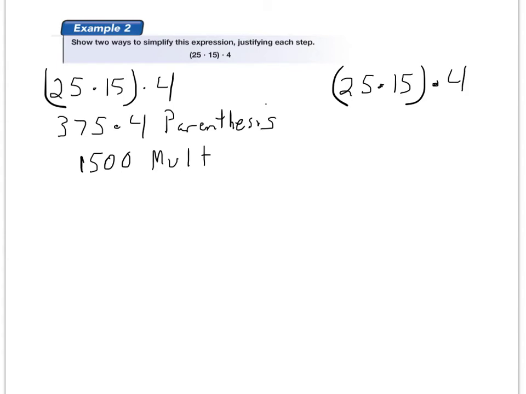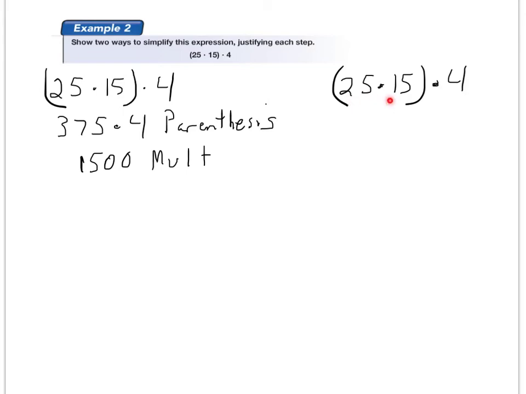Okay, so I'm looking at these three numbers, and I'm multiplying all of these, and I know that 25 times 4 is pretty easy to do. Okay, but parentheses always have to come first, right? But we just learned some properties where we can kind of rotate things or switch things.